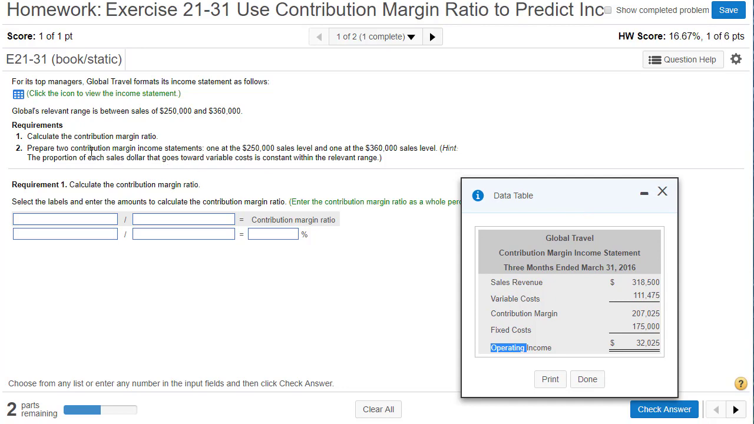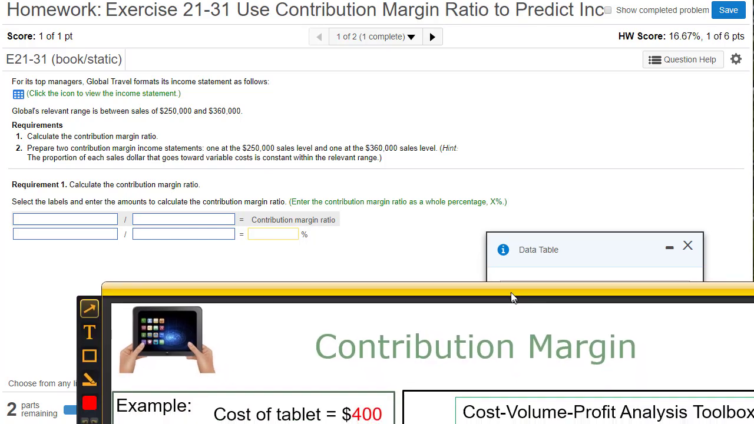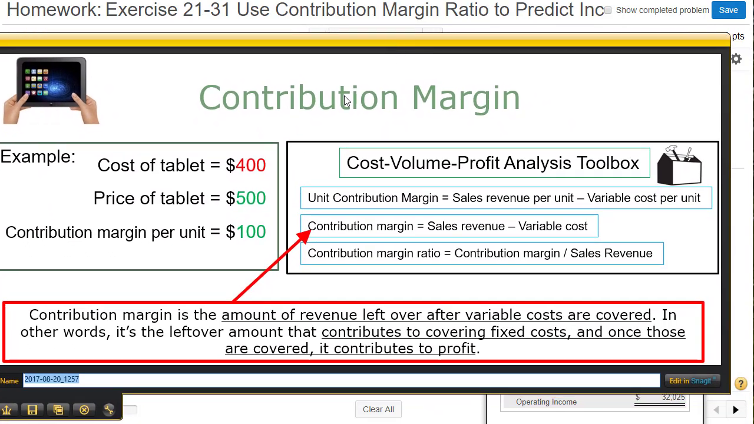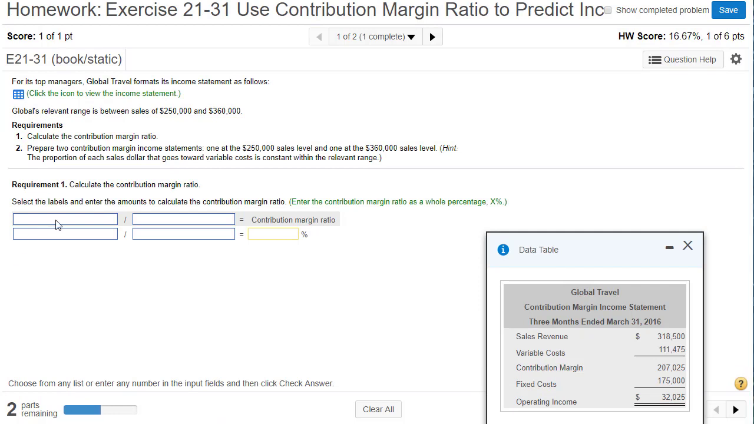All right, so the first thing we need to do is calculate the contribution margin ratio. We're going to select the labels and enter the amounts to calculate the contribution margin ratio. Enter it as a whole percentage. So if we have to round, if we get something like 23.1, that becomes 23%. The formula for contribution margin ratio is contribution margin divided by sales revenue.